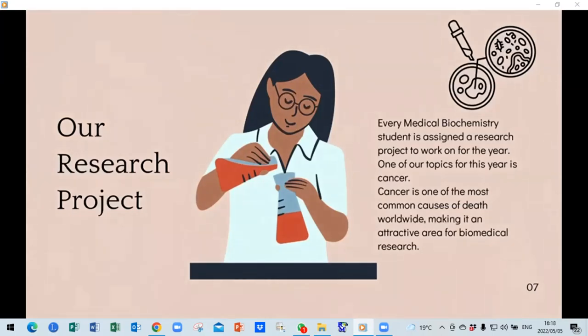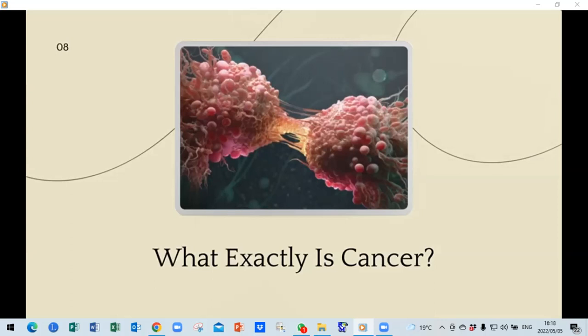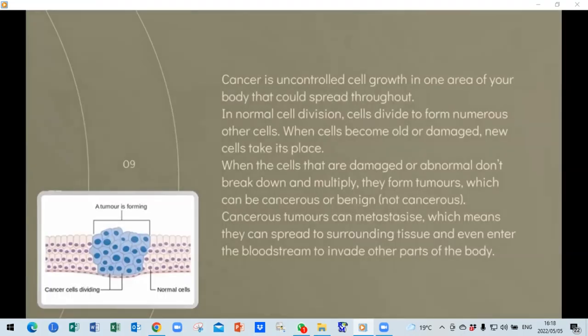Every medical biochemistry student is assigned a research project to work on for the year. One of the topics for this year is cancer, which is one of the most common causes of death worldwide, making it an attractive area for biomedical research. Some of you may understand what cancer is, whilst others may not. We will be explaining it anyhow, so whoever does not know will have a basic understanding of what cancer is after this. Cancer is uncontrolled cell growth in one area of your body that could spread throughout.